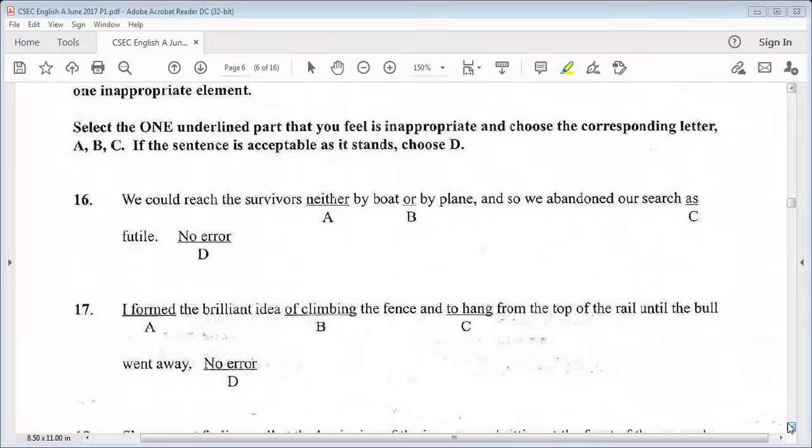16 says, we could reach the survivors neither by boat or by plane, and so we abandoned our search as futile. Is there anything wrong? Is there any grammatical error in this? Absolutely. We know it is at B. We often use neither with nor. So instead of or, it should be nor. So our answer, where the problem is, is B.